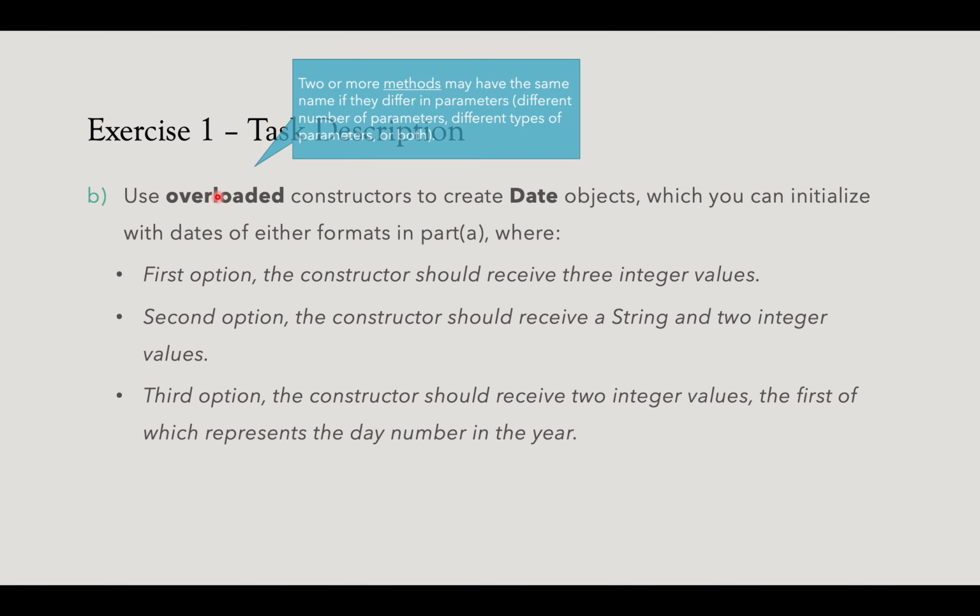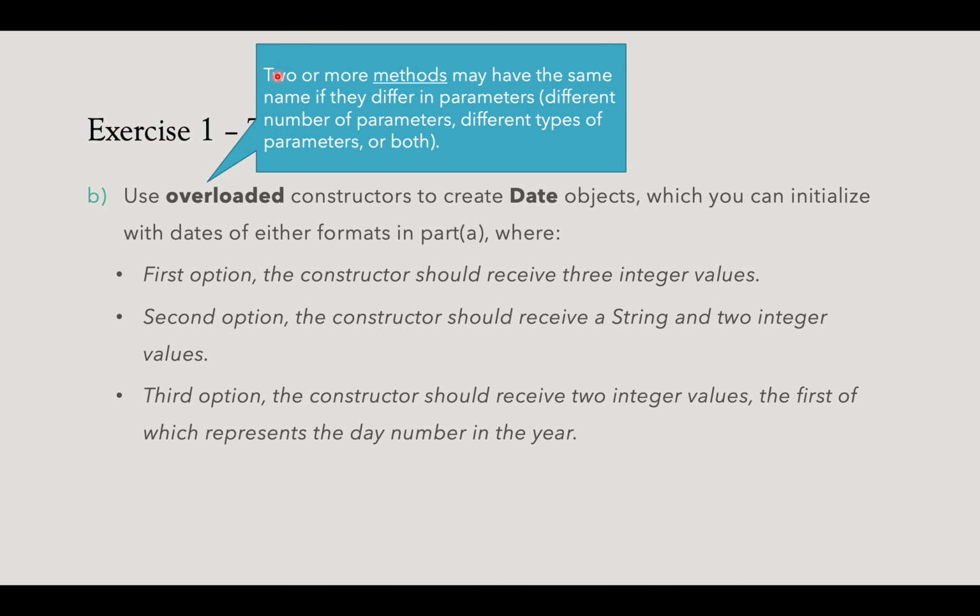Let me look at what overloaded means. That means 2 or more methods may have the same name. We may have 2 methods called Date, but each of them will take in different parameters, either different types of parameters or a different number of parameters. Let's say one takes in 2 parameters and one takes in 3 parameters. It depends on the format.